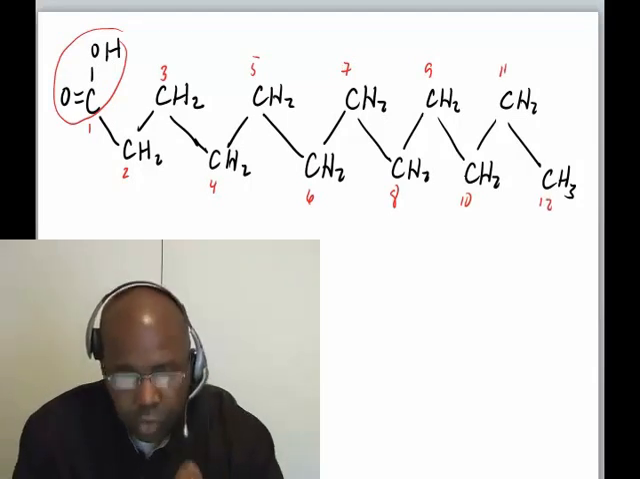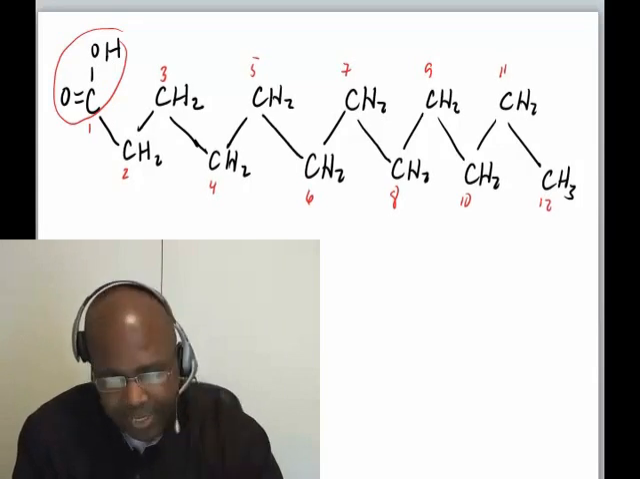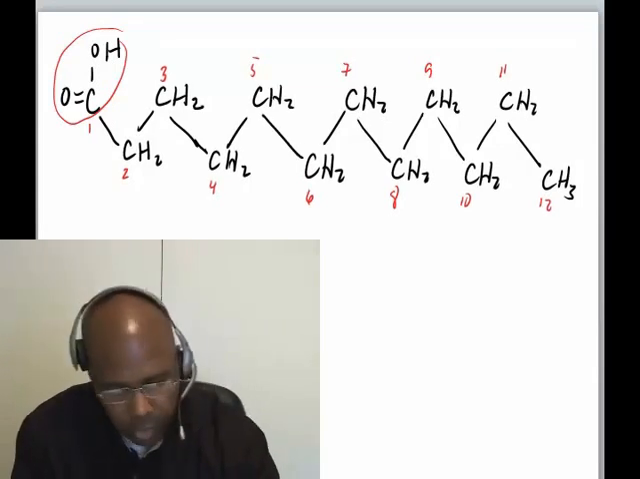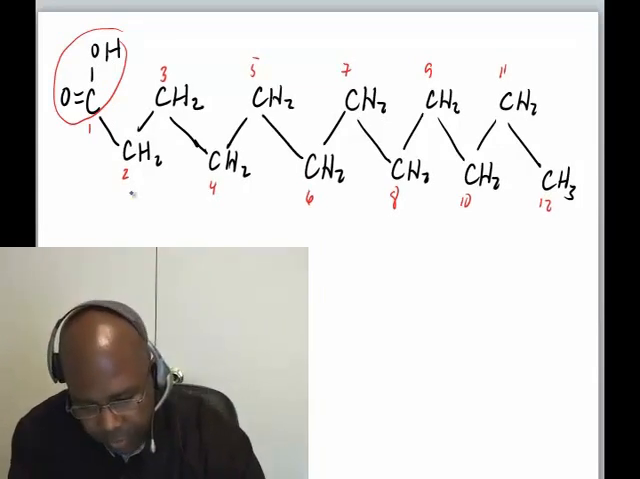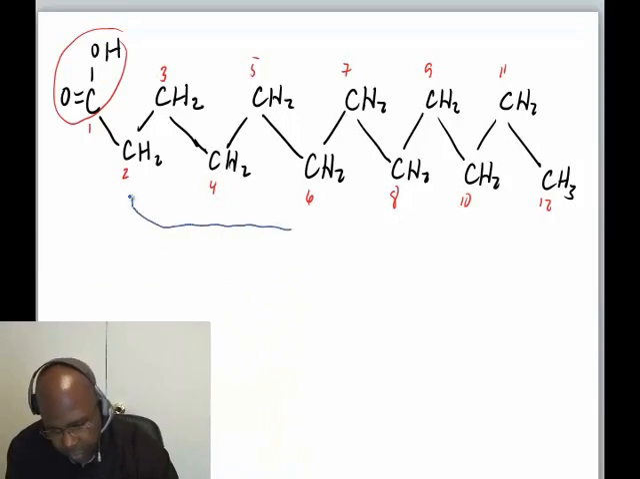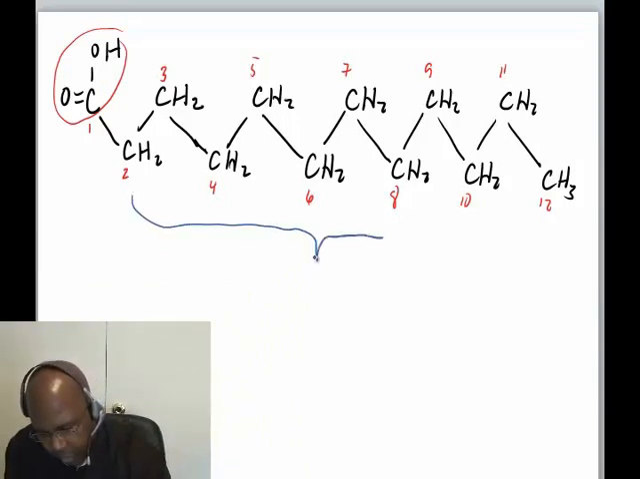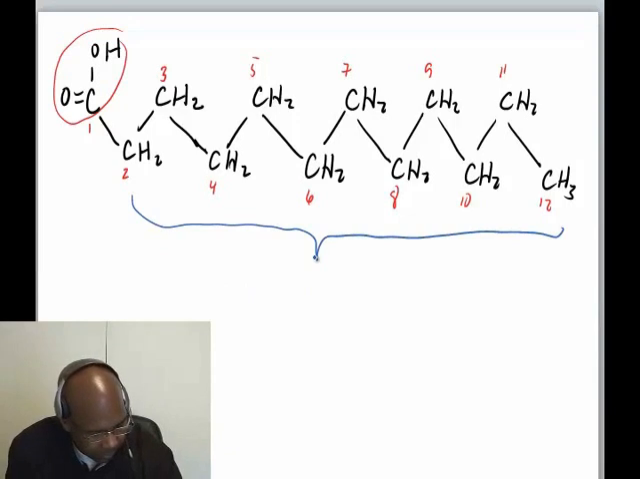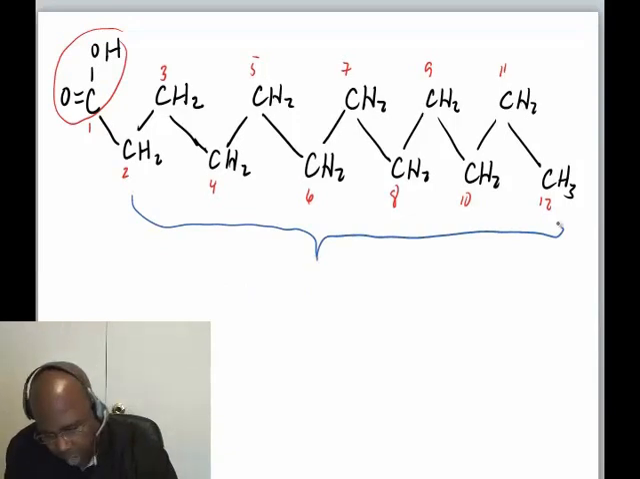So there are two components of a fatty acid. Let's do this one first. This is our long hydrocarbon chain.